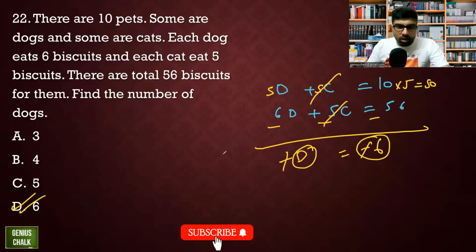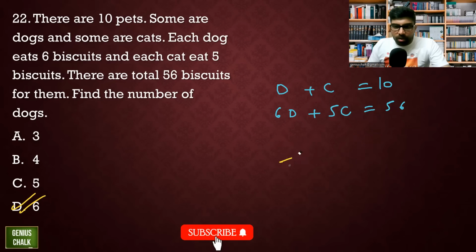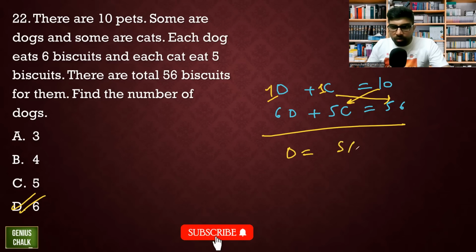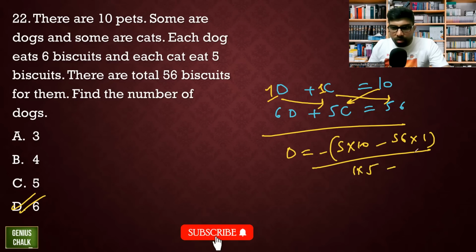And I have told you another approach also. Without using this, you can solve this question, that is this. So the second method to solve linear equations is that if you want to solve for D, right, they have one value, right? I've written 1. If you want to solve for D, D will be cross multiply this. So this is 5 into 10, minus will be outside, minus 56 into 1, divided by 1 into 5, right, and minus 6 into 1.